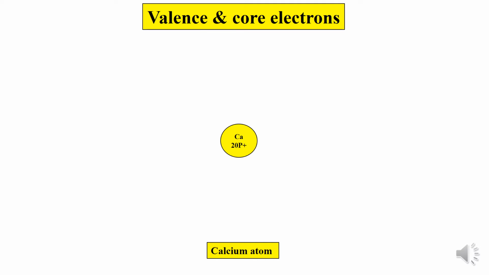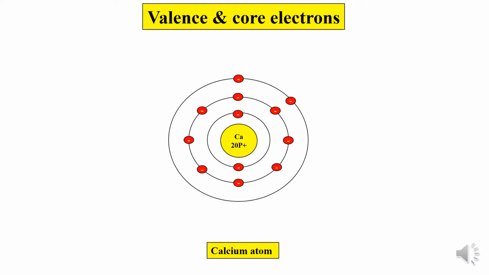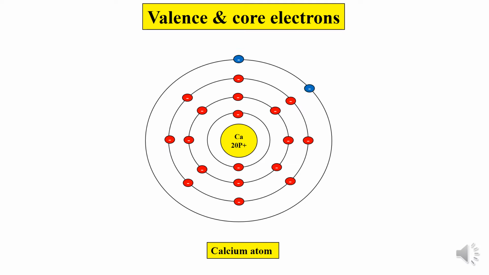The nucleus of calcium atom contains 20 positively charged protons with the electrons arranged or distributed around the nucleus of the calcium atom in their respective shells or energy levels. The first shell contains 2 electrons. Second shell contains 8 electrons. Third shell contains 8 electrons. The fourth shell contains only 2 electrons. I have highlighted the valence electrons in blue and the core electrons in red.